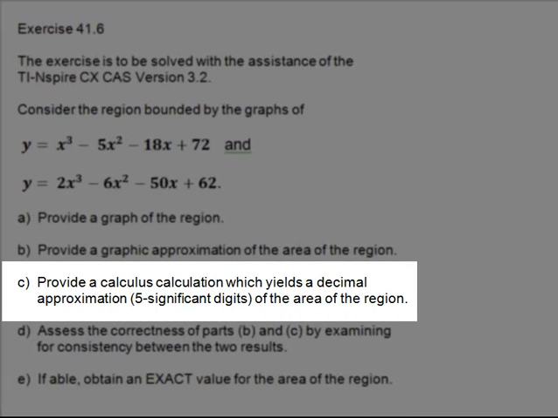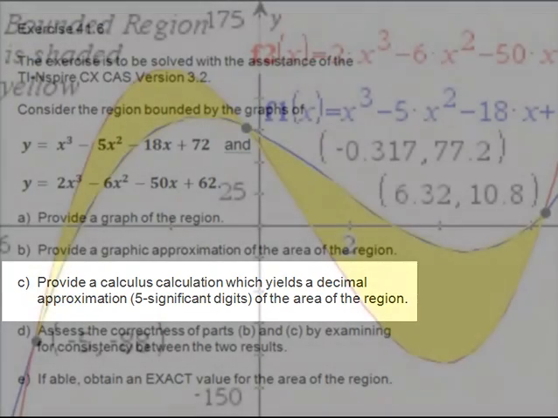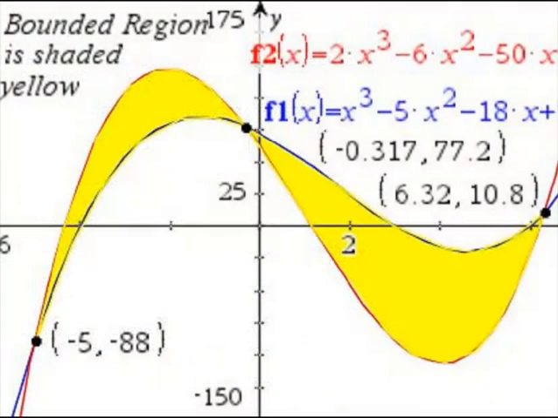Part C. Provide a calculus calculation which yields a decimal approximation, 5 significant digits, of the area of the region. Using calculus to calculate the area of a region means slicing up the region and then summing the areas of the slices. Let's start by trying out some thin vertical rectangle slices and see what we think.